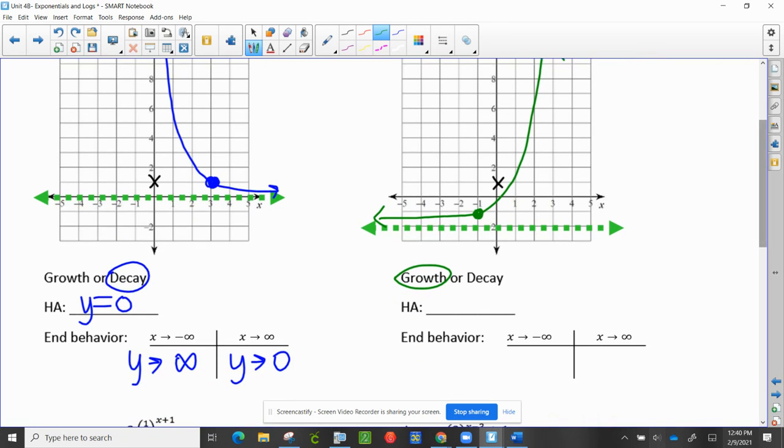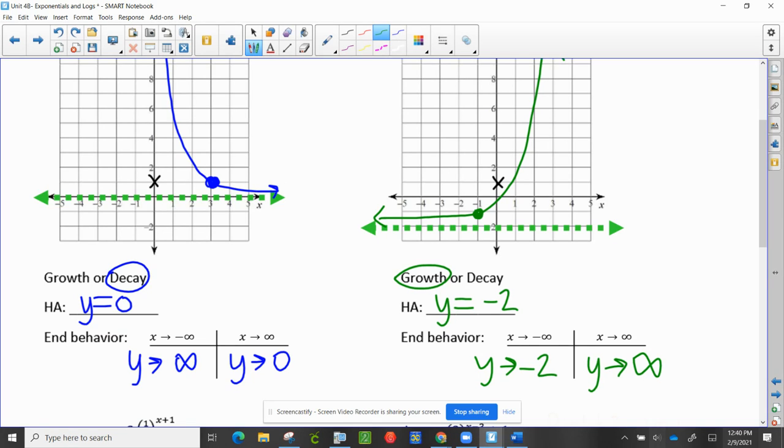So this one, our asymptote, since it moved down 2, is at y equals negative 2. The left side is approaching that asymptote, so y is approaching negative 2. On the right side, it's increasing forever, so that would be approaching positive infinity.